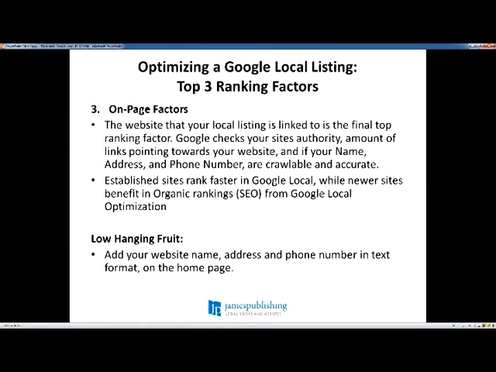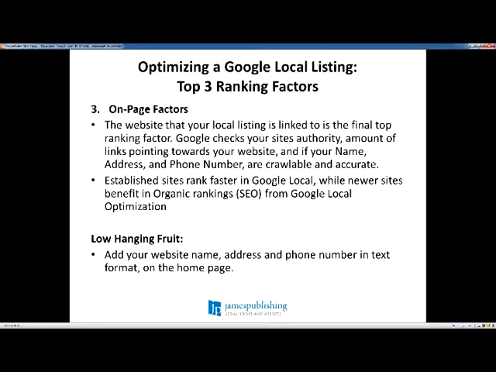All right, so the final slide here is On-Page Factors. When you are creating your local listing, it's going to be linked up to your existing website. Google is going to crawl your website and make sure that the website you link to your Google local listing has to do with what you're trying to rank for. So the website that your local listing is linked to is the final top ranking factor.